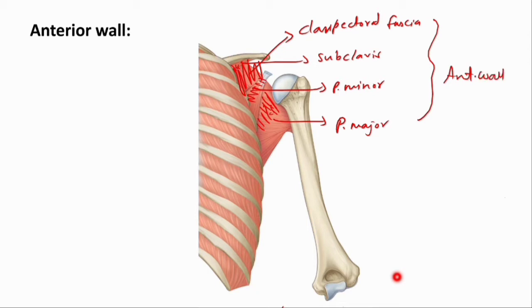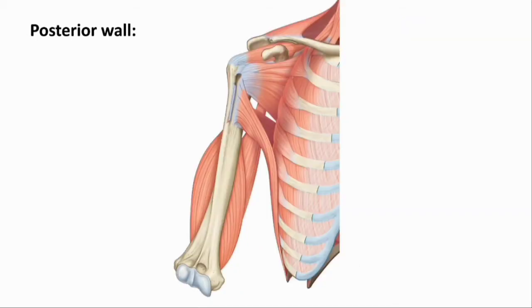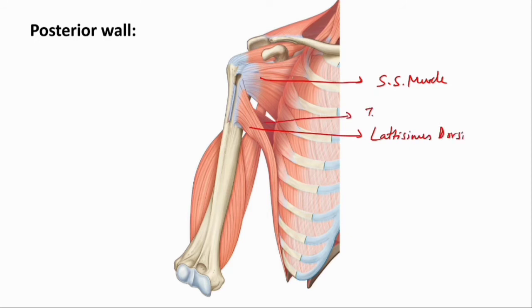Coming to the posterior wall, the posterior wall is formed by subscapularis muscle, the latissimus dorsi, teres major, and also the long head. Here you can see the long head of triceps brachii. These four structures form the posterior wall.